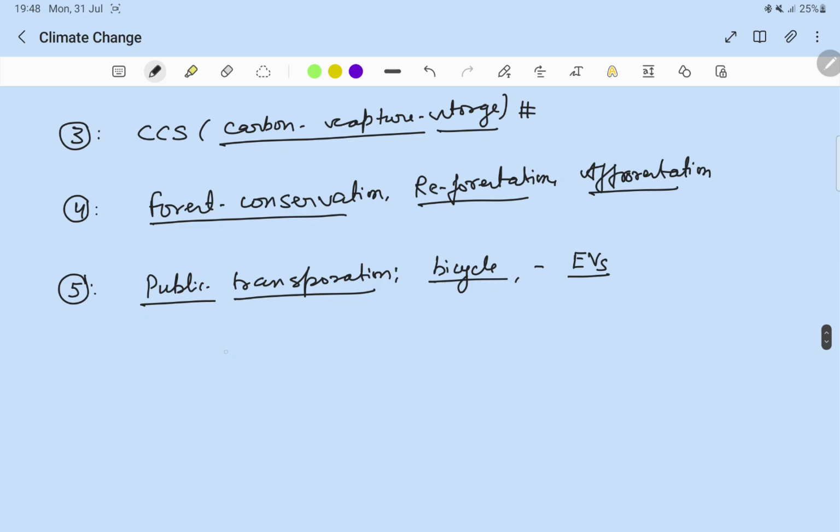And we need to follow LiFE, which was promoted by our Prime Minister, that is Lifestyle for Environment. So we need to change our lifestyle in a way which will improve the environment in totality and reduce the stress on the environment particularly.